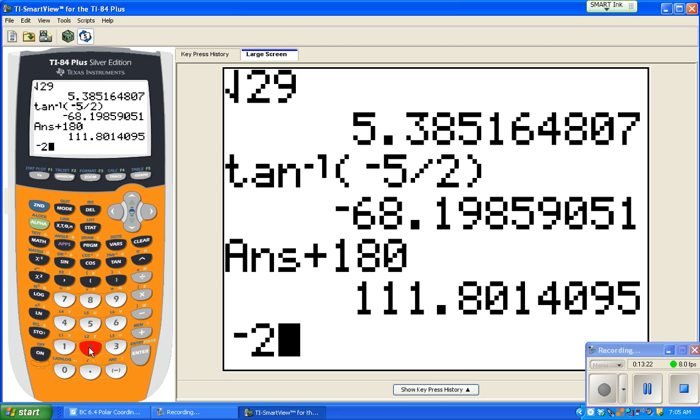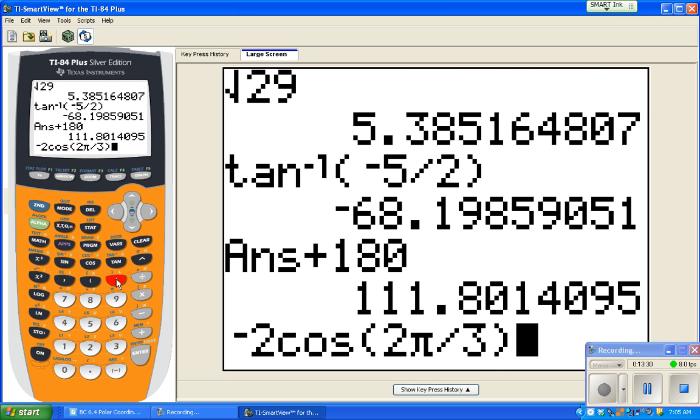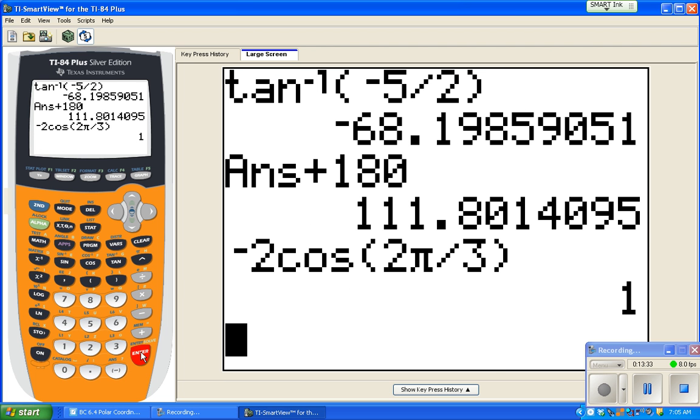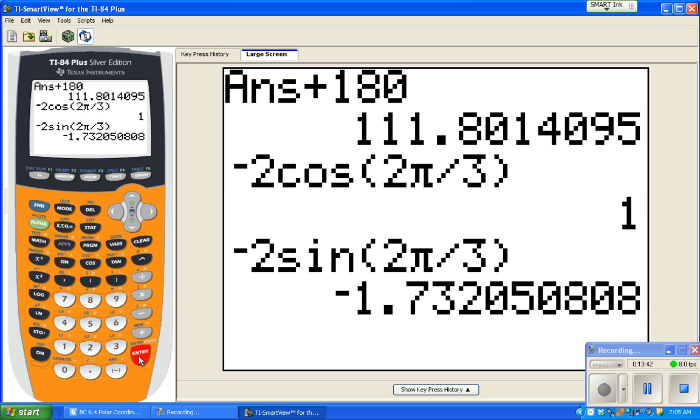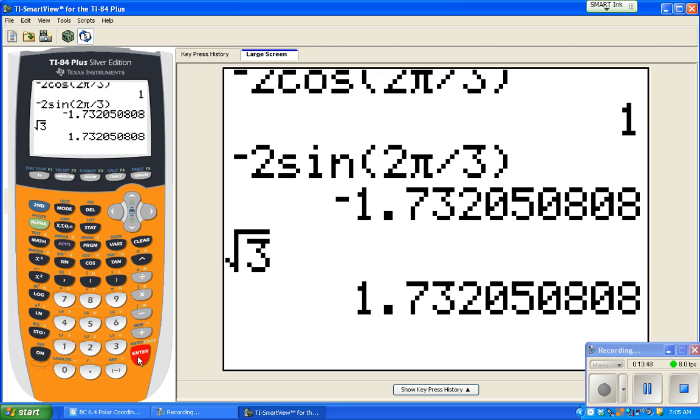Okay, so negative 2 cosine 2 pi over 3. There was my y value. I'm going to cheat a little bit here and just go back and grab that. And I'm just going to hit the sine button where it said cosine. And that is, well, the square root of 3 is 1.732. So this was my x that I calculated, and this was my y value that I calculated. Okay, I just got it using the exact values, the simplest radical form.